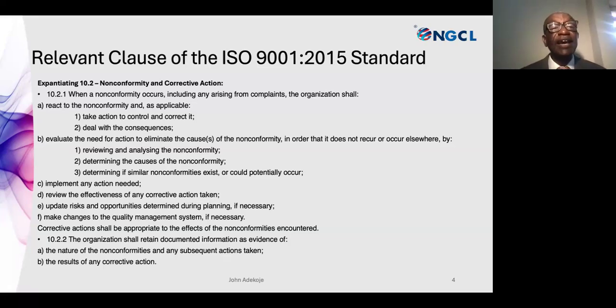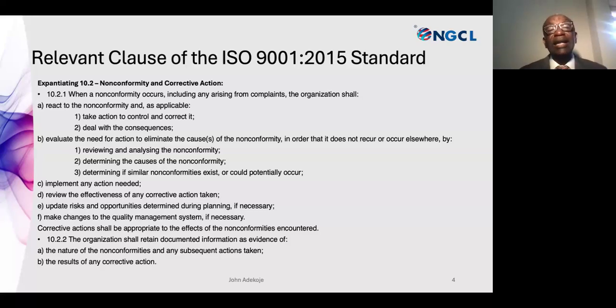And then B, evaluate the need for action to eliminate the causes of the non-conformity in order that it does not recur or occur elsewhere, anywhere in the system. You have to eliminate that action, whatever has caused it, and then you move on. Then how do you do that?